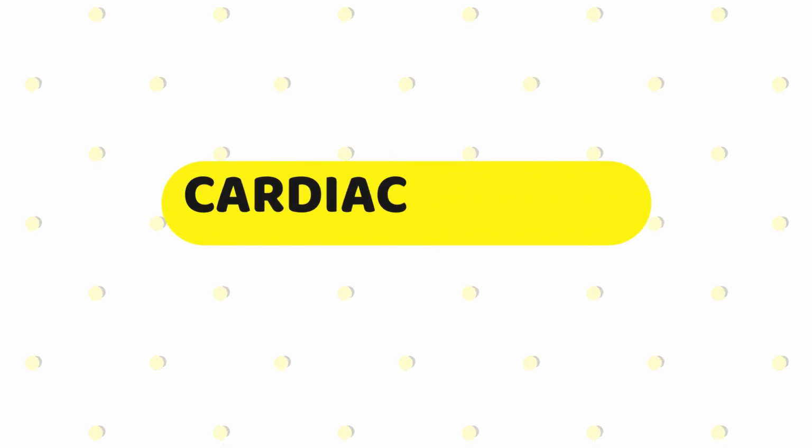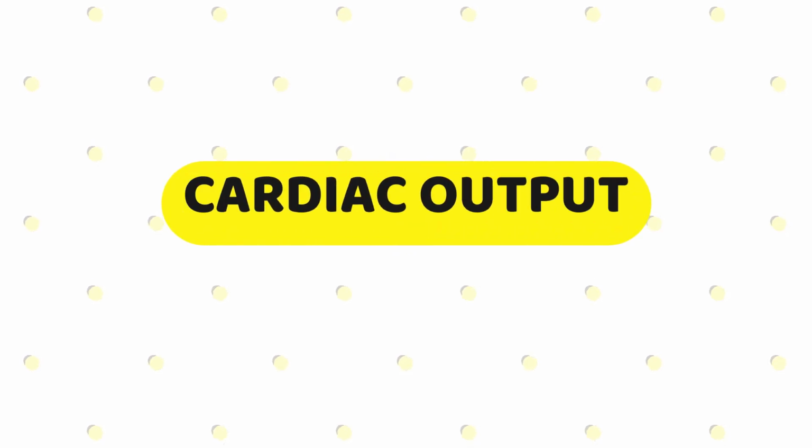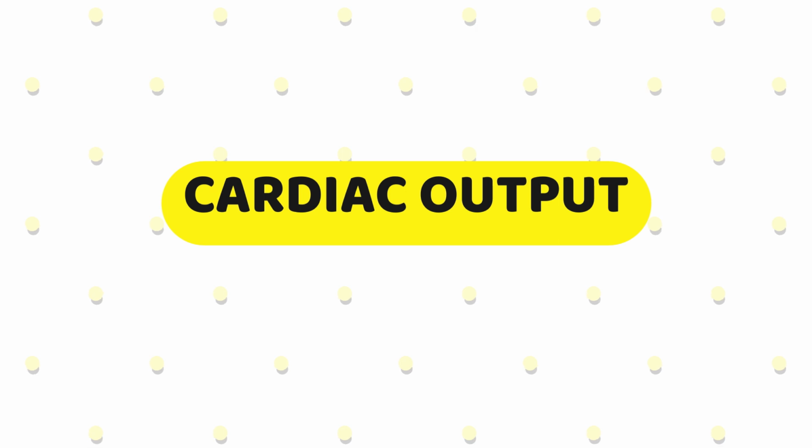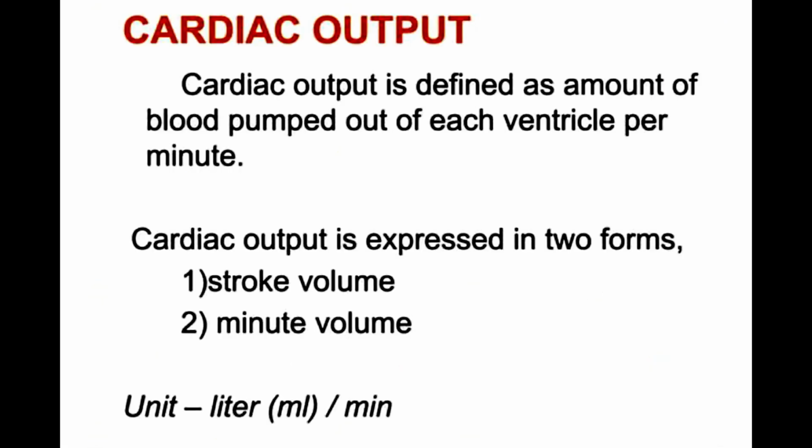Today's topic is cardiac output. So, what is cardiac output? It is the amount of blood that is pumped by the heart per minute, and it is the mechanism by which blood flows around the body, especially providing blood flow to the brain and other vital organs. The normal cardiac output range is 5 to 6 liters per minute.